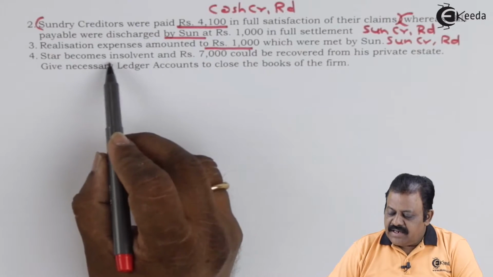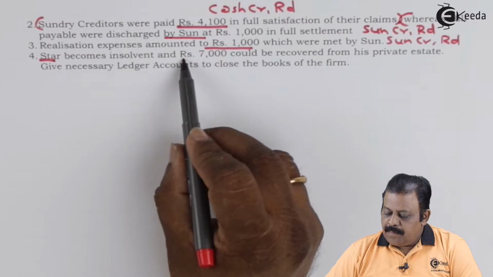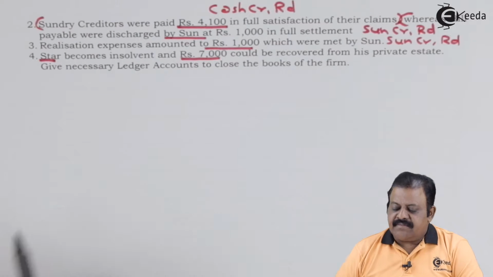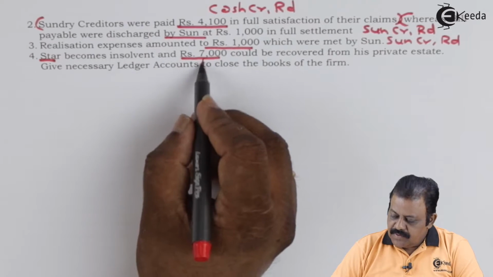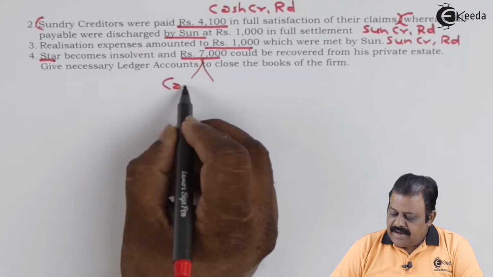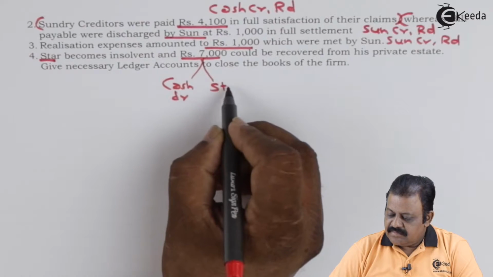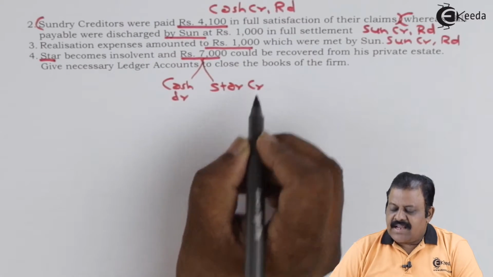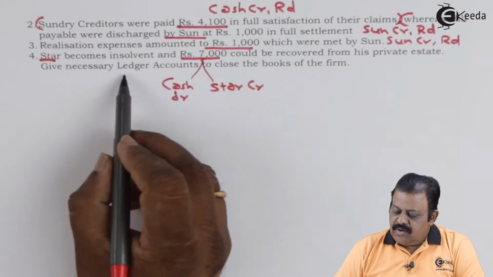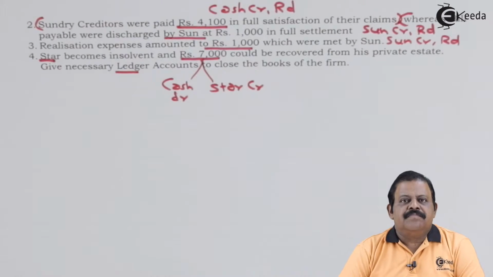Star becomes insolvent and rupees 7,000 could be recovered from his private estate. So this 7,000 is received: cash account debit, Star's capital account credit. Give necessary ledger accounts to close the books of the firm.